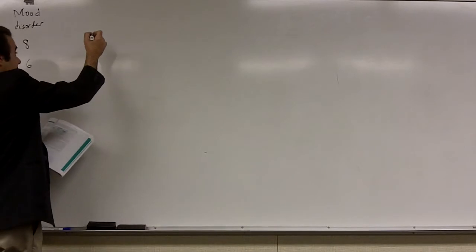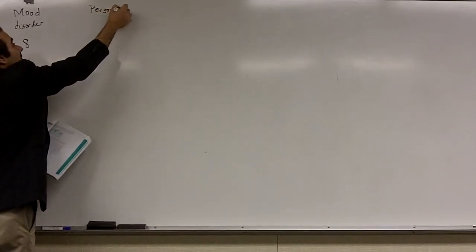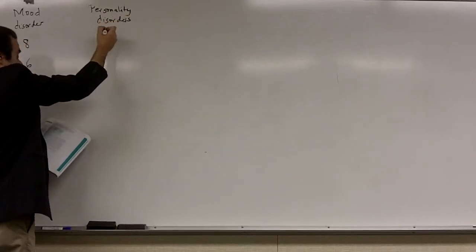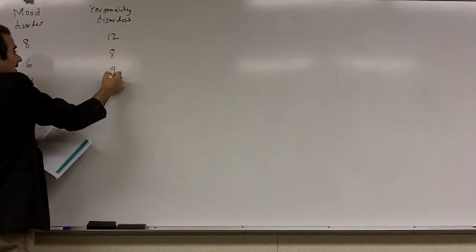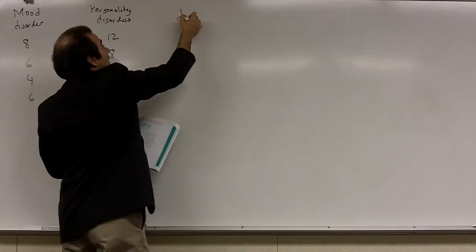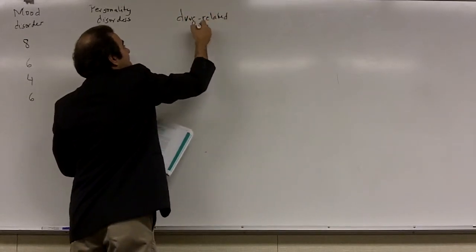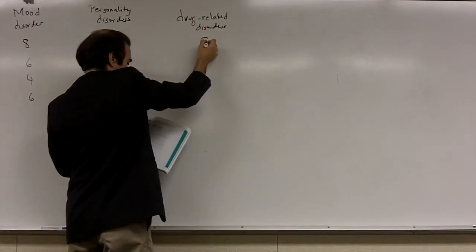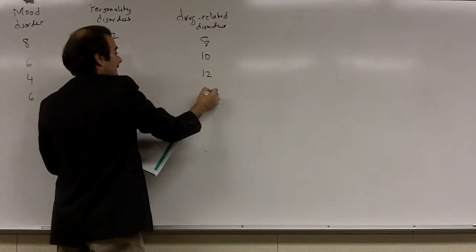Then the other group is personality disorders. These people have another type of disorder called personality disorders, and their stay is 12, 8, 9, and 11. And the final group is drug-related disorders, and their stay is 8, 10, 12, and 10.